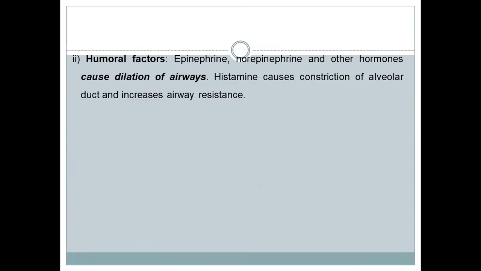It is also affected by some humoral factors like local hormones, epinephrine, norepinephrine, and histamine, that will be released at the level of airways. Epinephrine and norepinephrine can cause bronchodilation, and histamine generally causes constriction of the airways, and it increases the airway resistance. The smooth muscle tone is also affected by drugs such as isoproterenol, which produces bronchodilation.